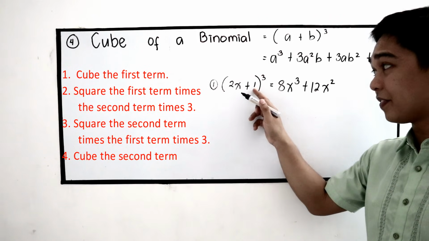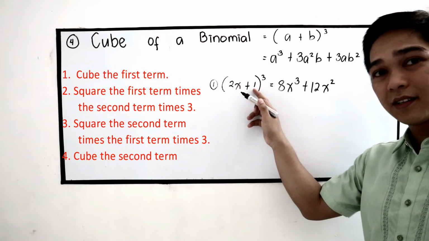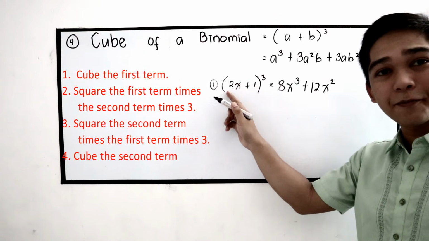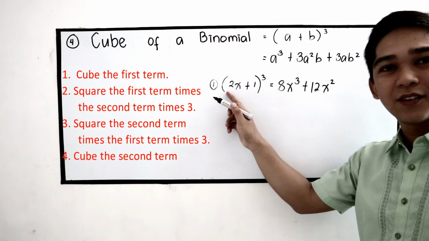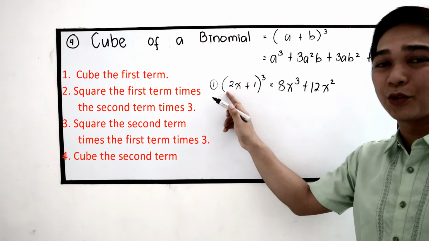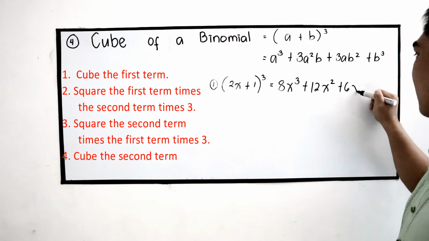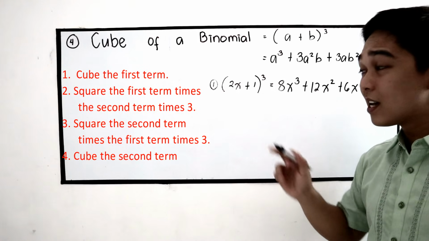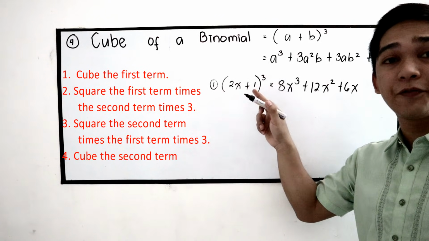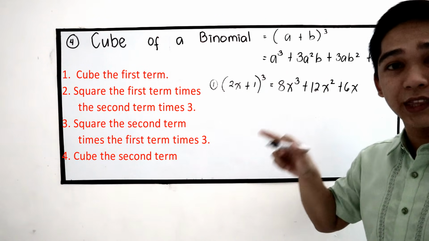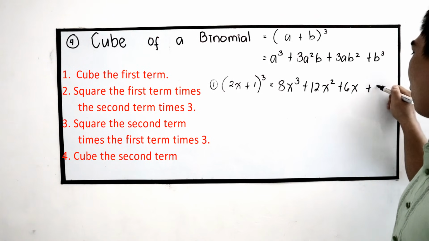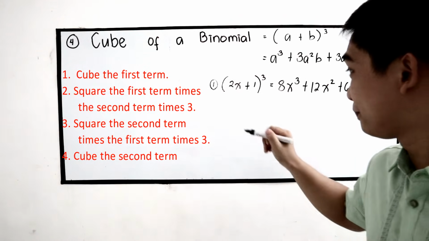Next, square the second term, 1 squared, 1, times the first term, 1 times 2x, 2x, times 3, positive 6x. And last, cube the second term. 1 times 1 times 1, positive 1. Another one.